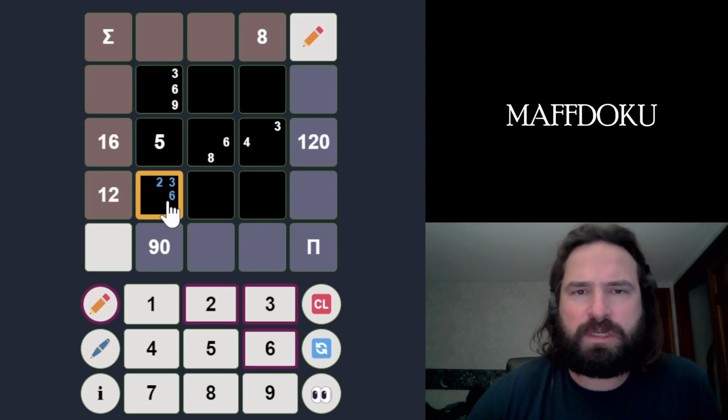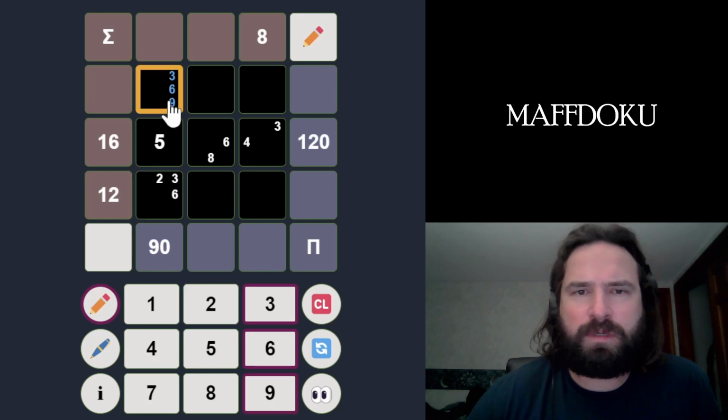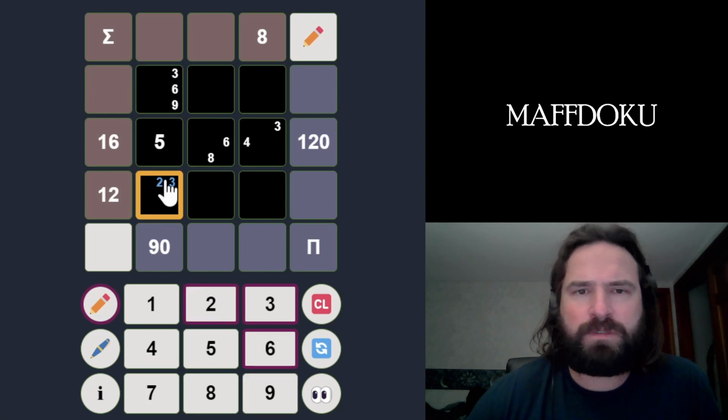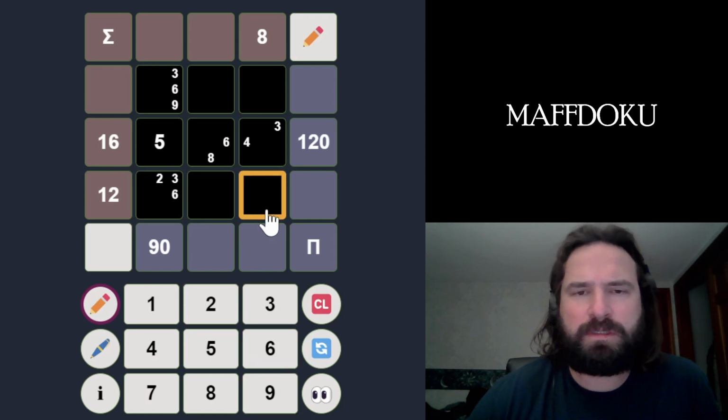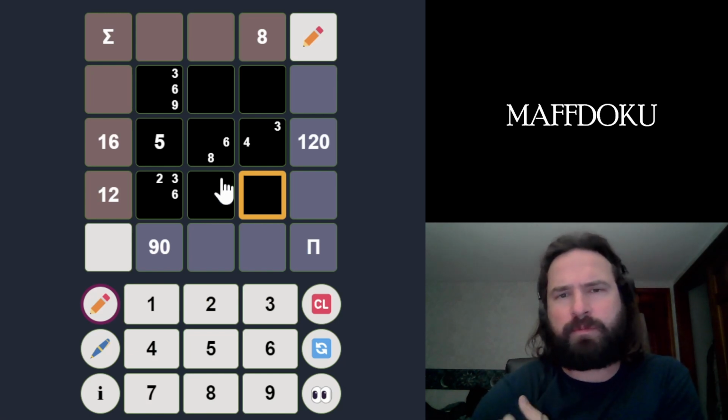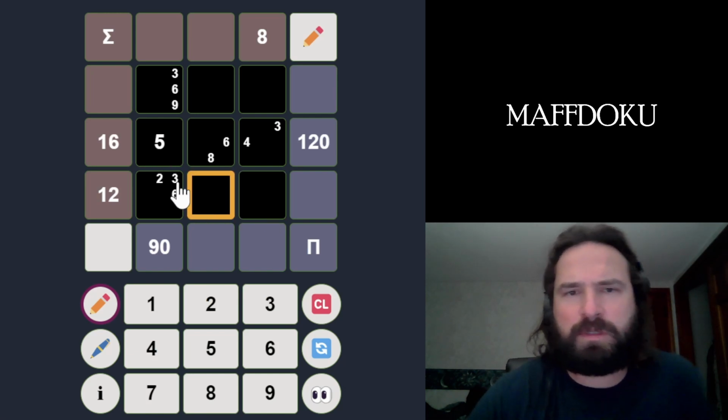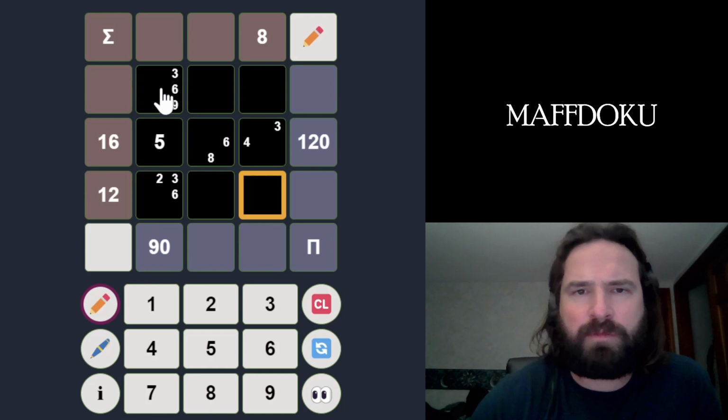If this is a 6, this is a 3, right? So 6, 3. If this is a 6, these would have to add up to 6. That seems possible. 2, 4, or 1, 5 are both still possible. No, 1, 5 is not possible. So if this is a 6, this is 2, 4, and this is a 3.